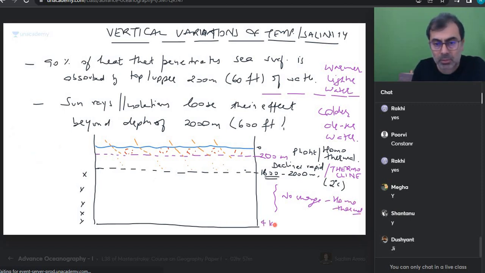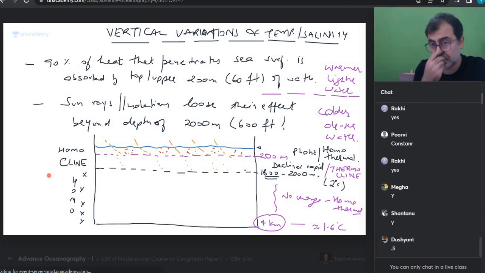And at a depth of almost 4 kilometers, the temperature goes to around 1.6 degrees Celsius, we are not freezing. Is everyone okay? Homothermal, then thermocline, then homothermal. Why homogeneous at the top? Homogeneous mixing is happening. Why homogeneous at the bottom? Nothing is happening, you're not able to change anything. Why is the thermocline showing such a steep decline? Because the heat difference comes here only. Yeah, that's clear.